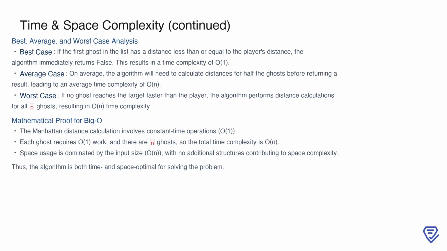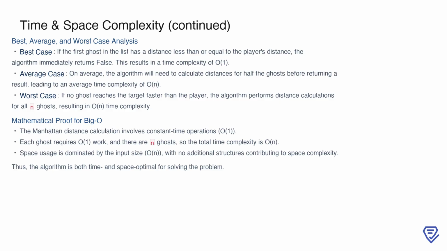This results in a time complexity of 1. On average, the algorithm will typically need to process about half of the ghosts before arriving at a conclusion, leading to an average case time complexity of n. In the worst case, none of the ghosts can reach the target faster than the player, meaning the algorithm must calculate distances for all n ghosts, which also results in n time complexity.